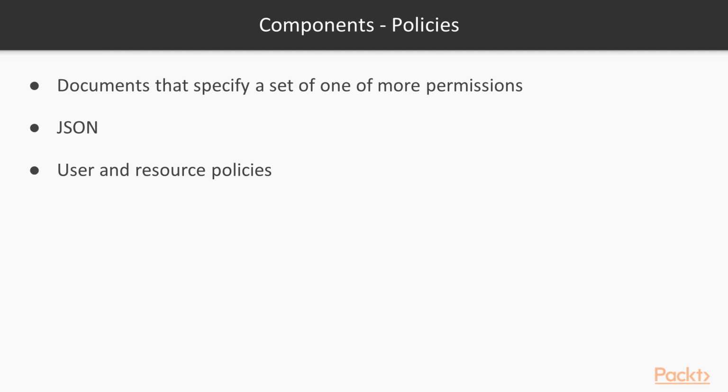Then there are policies, which are documents that specify a set of one or more permissions. They are written in JSON, which is a key-value type of document. And there are two types of policies, user and resource policies. Now, let's go to IAM and do some hands-on tutorials.